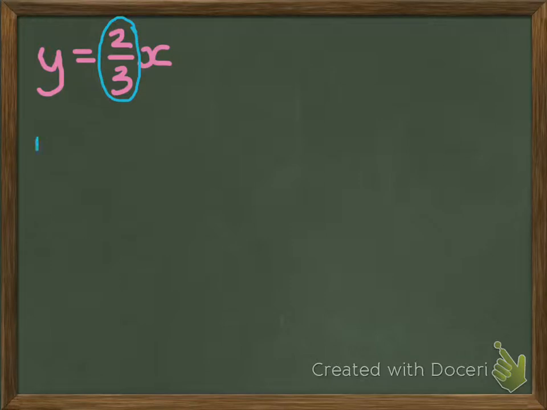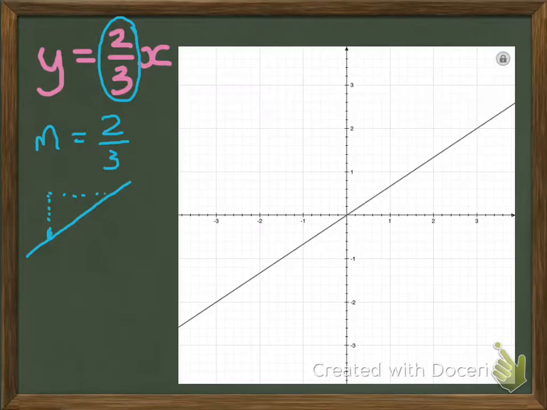So remember, gradient is rise over run, or your up-down movement over your forward movement. So we're going to start at the origin. We're going to go 2 up and then 3 forward. Okay, so that's going to give you the concept of your gradient. So when you look at the picture, watch out for that. So let's put that onto the picture.